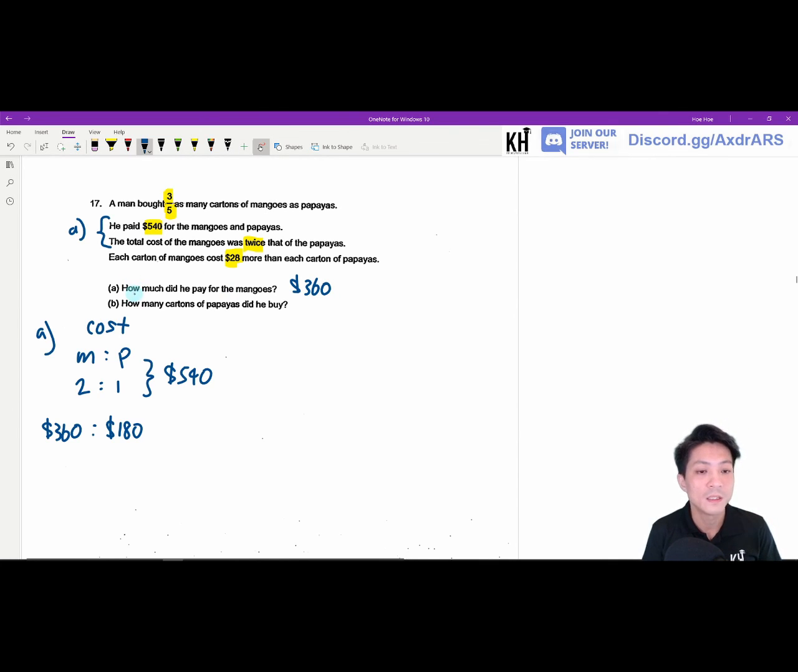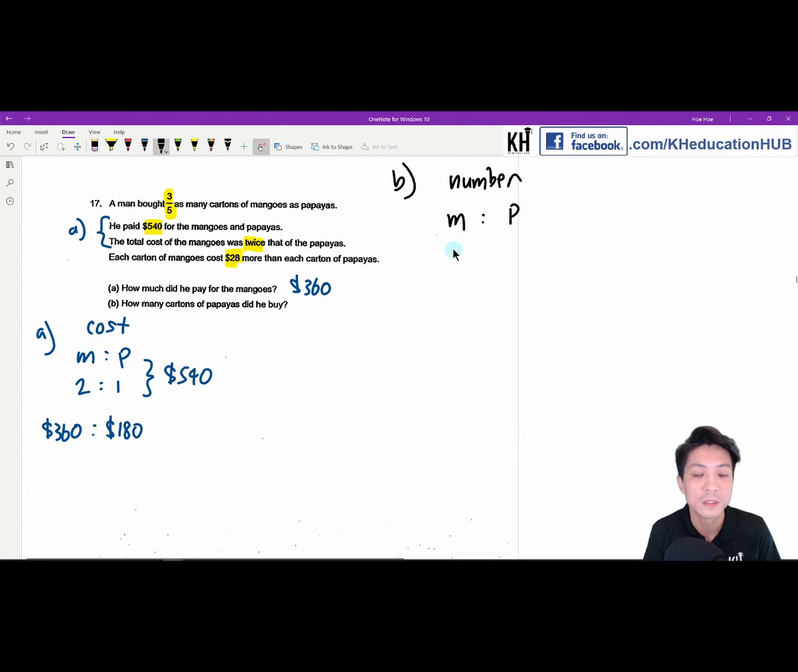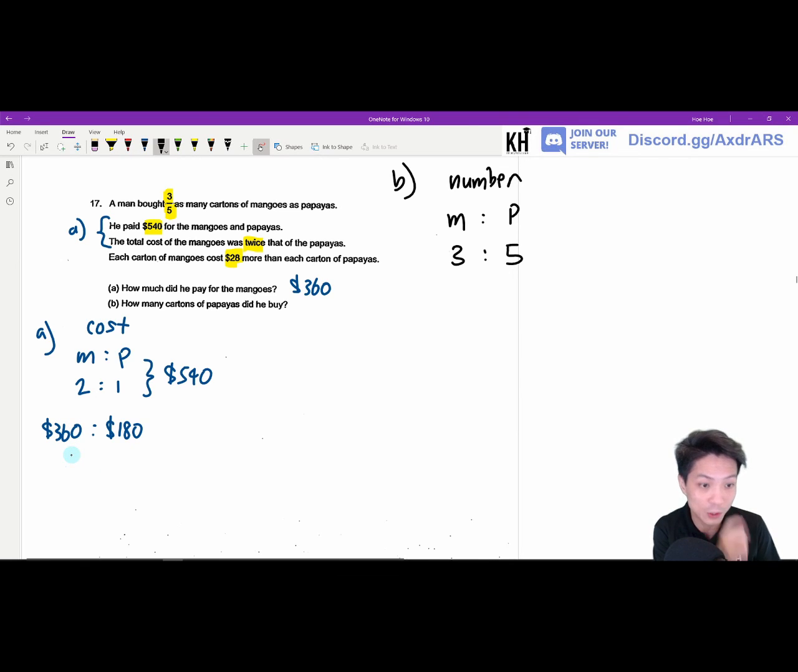Part B, how many cartons of papayas did he buy? Okay, so for part B, we know that the ratio of the number of mango is to papaya is 3:5, right? And then the total cost of the mangoes and papaya is $360 and $180. This will be in the ratio of 3:5.